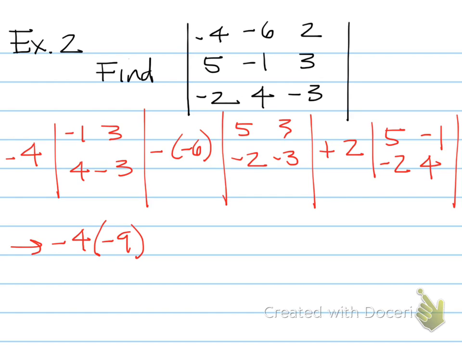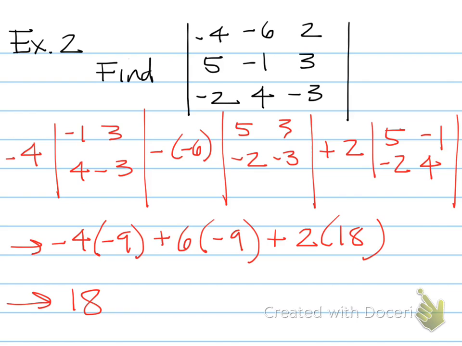All right, that first determinant will give us a value of -9. So -4 times -9. The second determinant gives us a value of -9. So we have a -6, which gives us a +6. And then the last determinant gives us a value of 18. So the last term is 2 times 18. When we simplify everything, we get a value of 18 for this third order determinant.